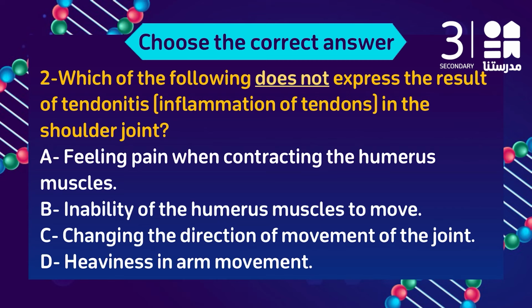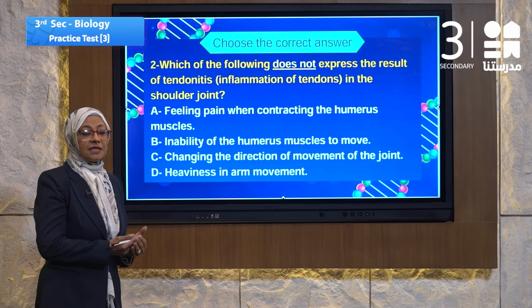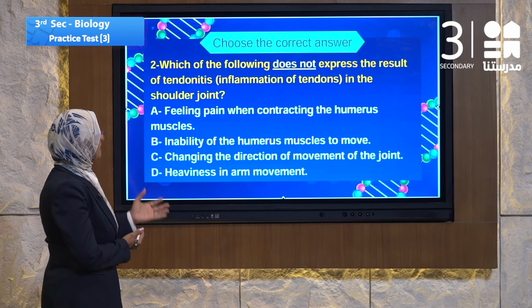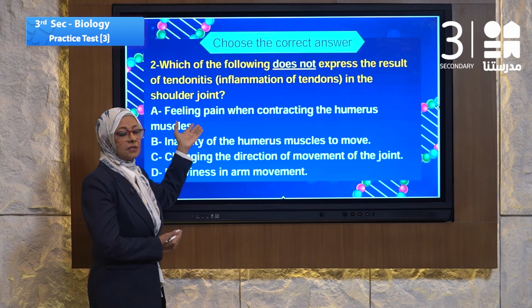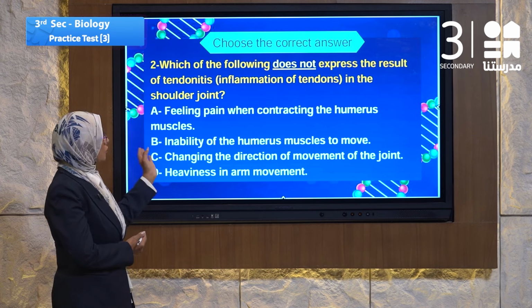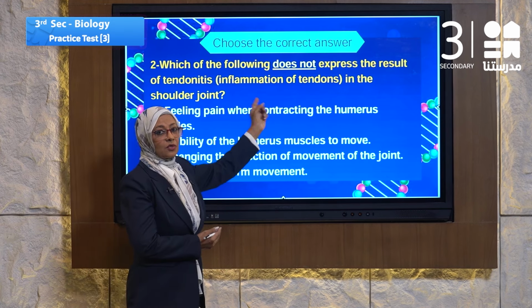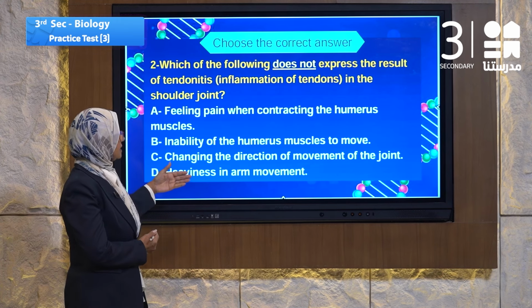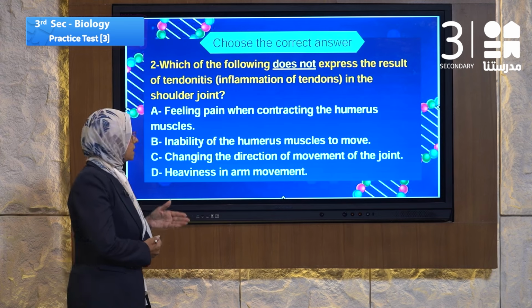The second question: which of the following does not express the result of tendonitis, inflammation of tendons in the shoulder joints? Tendonitis is an inflammation of the tendons. We speak here about the shoulder joints, the upper part of the body, and we search for what does not express tendonitis. Let's read the choices and speak about the tendons in the joints.